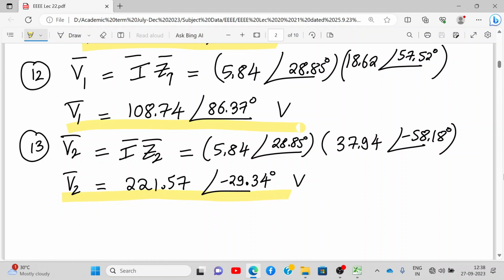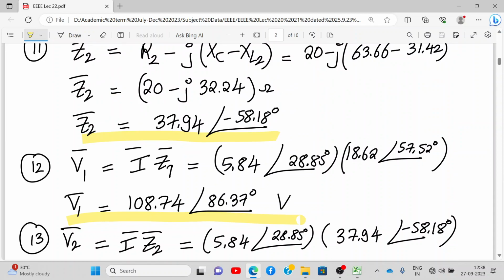Understood? That's why the thinking process is important. Rest is all simple, no worries. However complex the circuit will be, you have to keep your basics correct. And writing over here is not enough. You have to go home and practice this. If you don't practice, you will lose it.